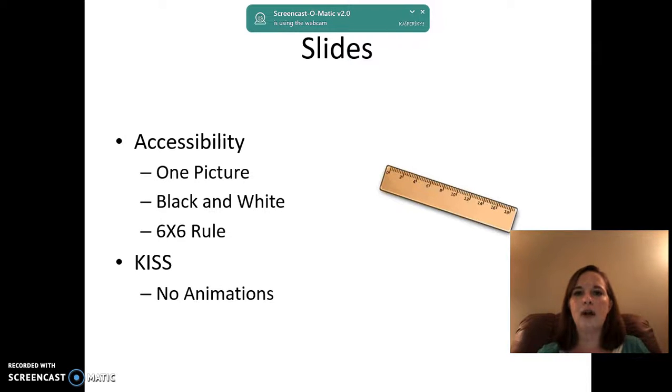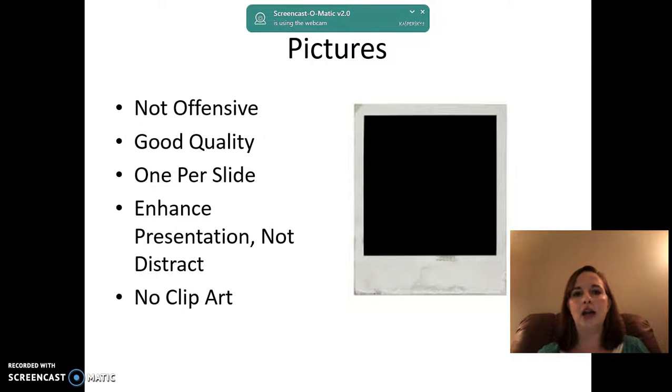So now that we've talked about the slides, let's go ahead and talk about what your picture should be. First thing to keep in mind is they shouldn't be offensive. So you don't want to have pictures that will make your audience fixate on what those pictures are and how they make them feel. Instead, they should just enhance your presentation. You don't want to distract your audience.